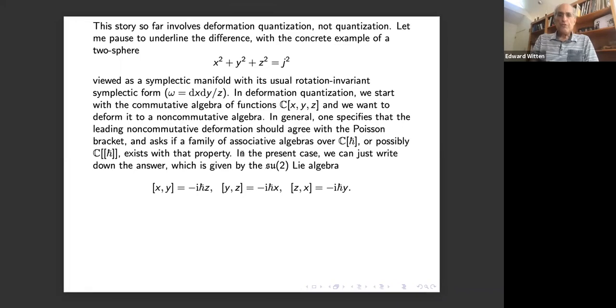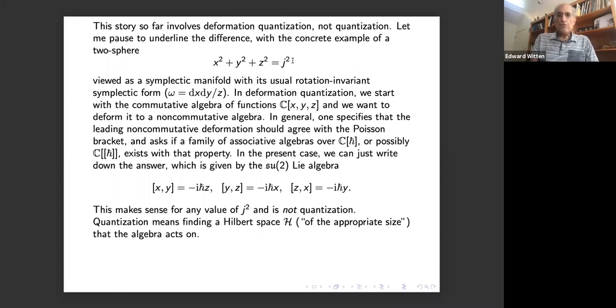In the present case, we can do this. We can just write down the answer, which is given by the SU(2) Lie algebra, along with a quantum deformed version of this relation. That makes sense for any value of j squared and is not quantization. Quantization means finding a Hilbert space H that the algebra acts on. And in this example of a compact phase space, the Hilbert space should be finite dimensional, and its dimension should be approximately the area of the phase space divided by 2 pi, or 2 pi h bar if we don't set h bar to 1.